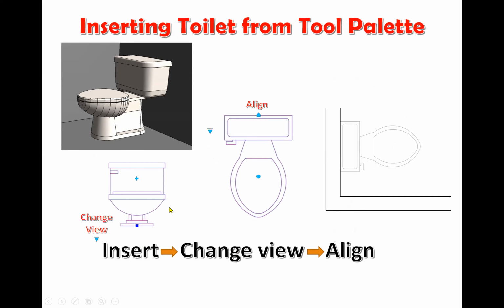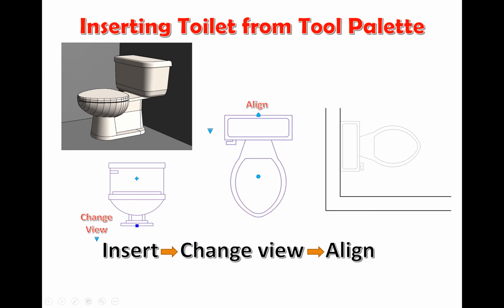When the toilet comes out, it is going to be in elevation, front elevation. But again, because it's a dynamic block, we can easily change the visibility of it by clicking on the down arrow, and it will be able to show us several orientations of it with different designs, and we will change it to the top or plan view, and then we can align it in place, right? So we're going to insert it, change the view, then align it. That's the procedure. So let's go back to the drawing where we will be able to see that in demonstration.